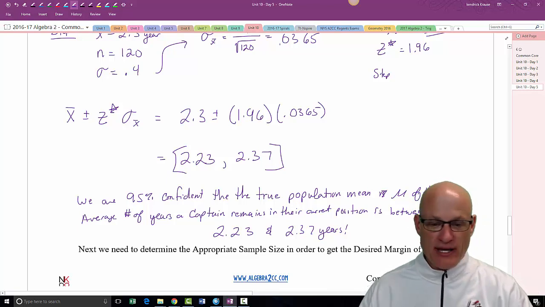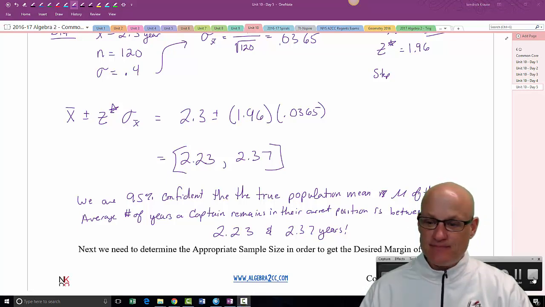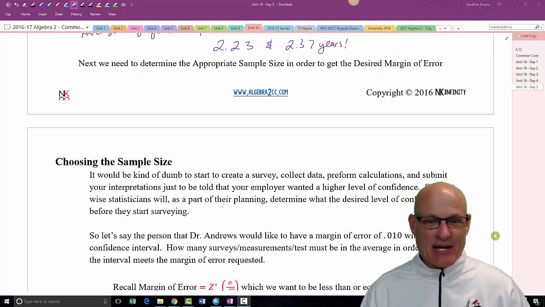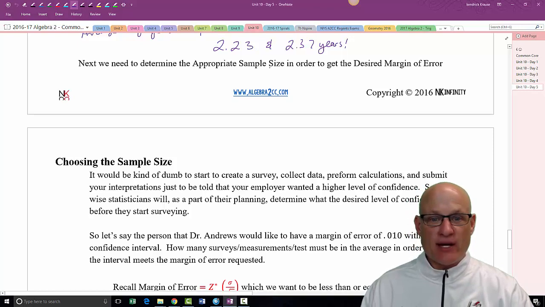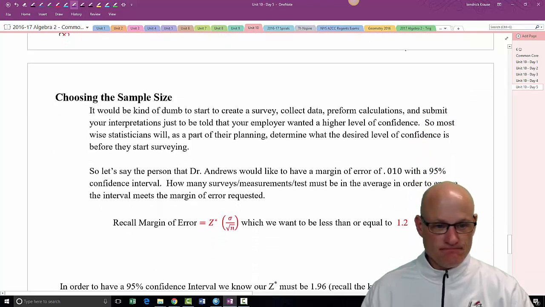All right, one more page and we are done. Okay, here's the last thing I'm going to teach you. And that's that we need to determine the appropriate sample size in order to get a desired margin of error. What are we going to do?